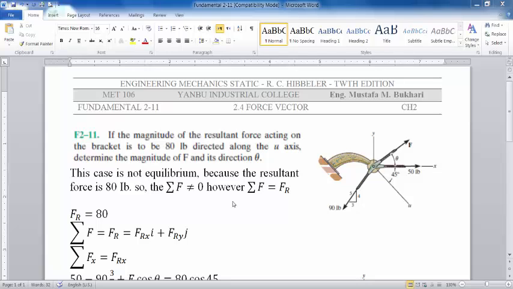In this question, instead, there is a resultant force acting on the bracket that is to be 80 pounds. This case is not equilibrium because the resultant force is 80 pounds, while the resultant force is the sigma F. In most cases the forces are in equilibrium and the sigma, or resultant force, is equal to 0. How are we going to solve this question?